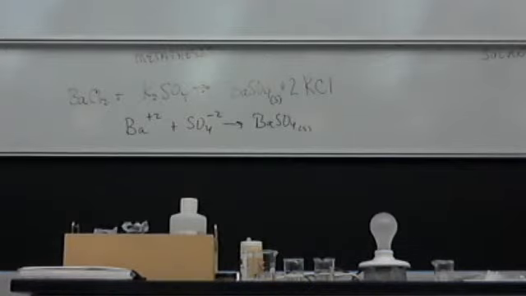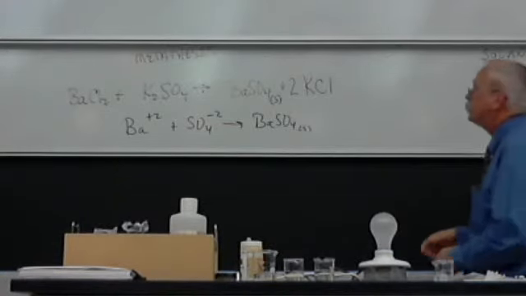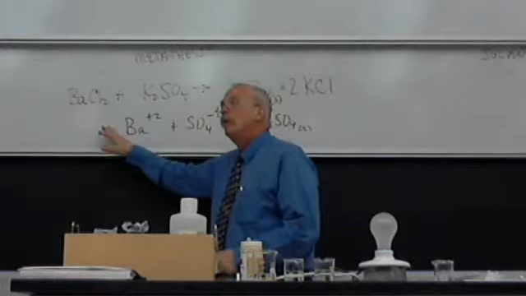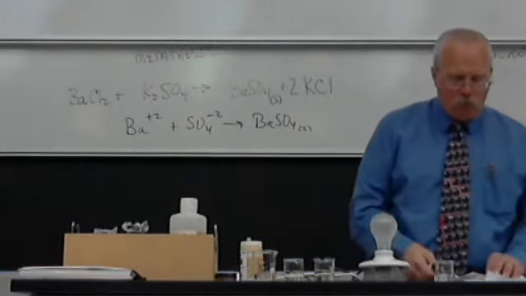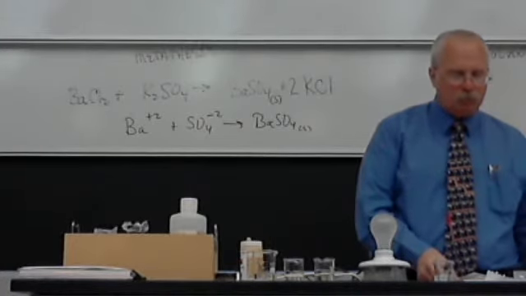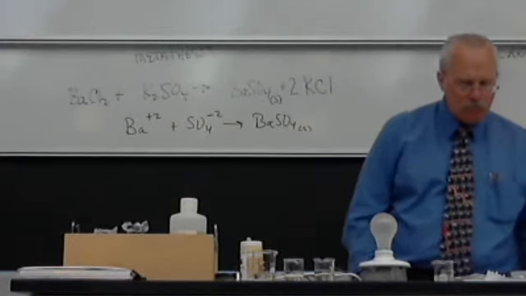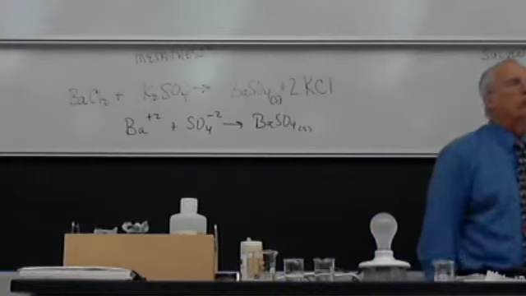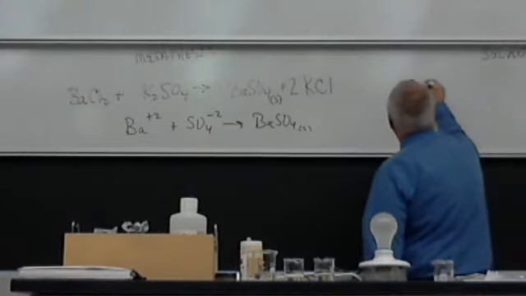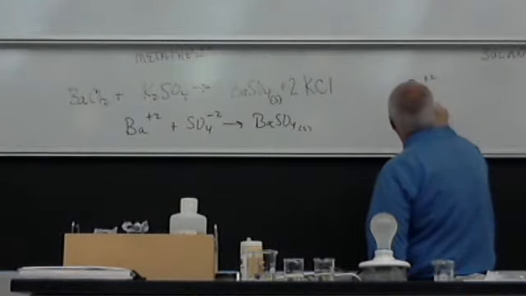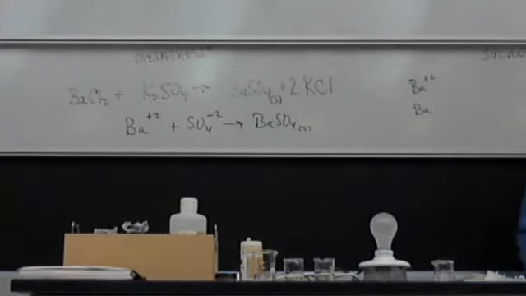A complete ionic equation would include the potassium ions and the chloride ions, but we rarely use that. We either use the molecular equation or the net ionic equation as a result here. Now, charges are very important. In other words, a barium ion and a barium metal are very different chemical species. And you do not want to confuse those.